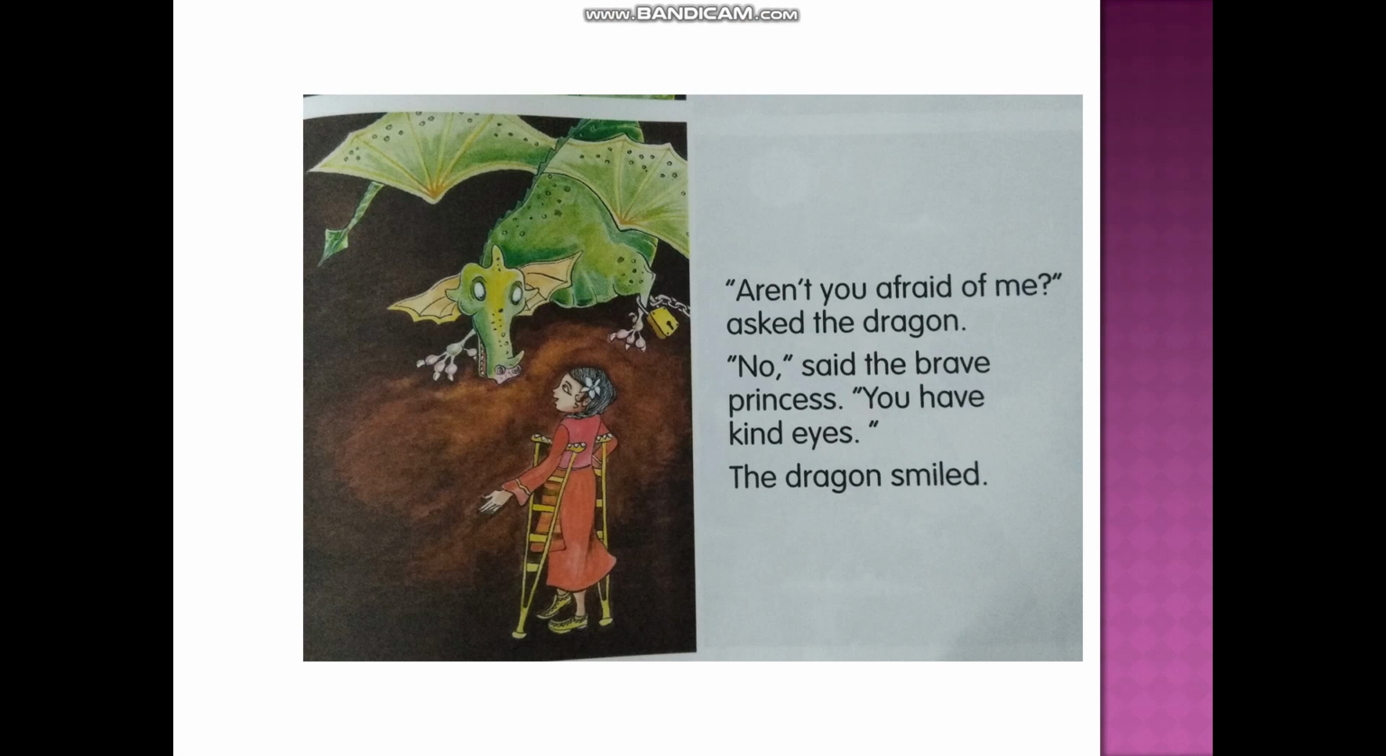Aren't you afraid of me? Asked the dragon. No, said the brave princess. You have kind eyes. The dragon smiled. Then what did the dragon say to Anya? Aren't you afraid of me? Dragon ने आन्या को बोला आपको मुझसे डर नहीं लगता? Then what did Anya say? No, you have kind eyes. It means Princess Anya was a brave girl. Now let's move to the next paragraph.